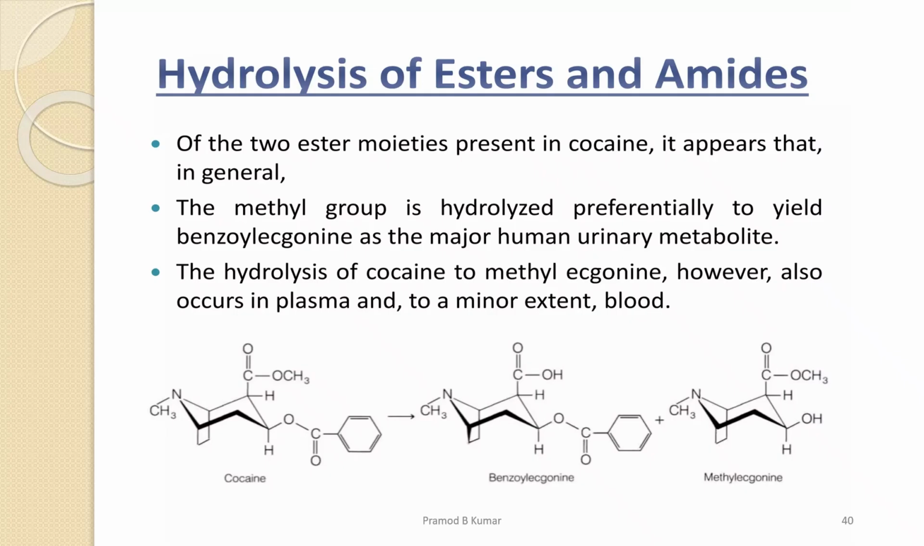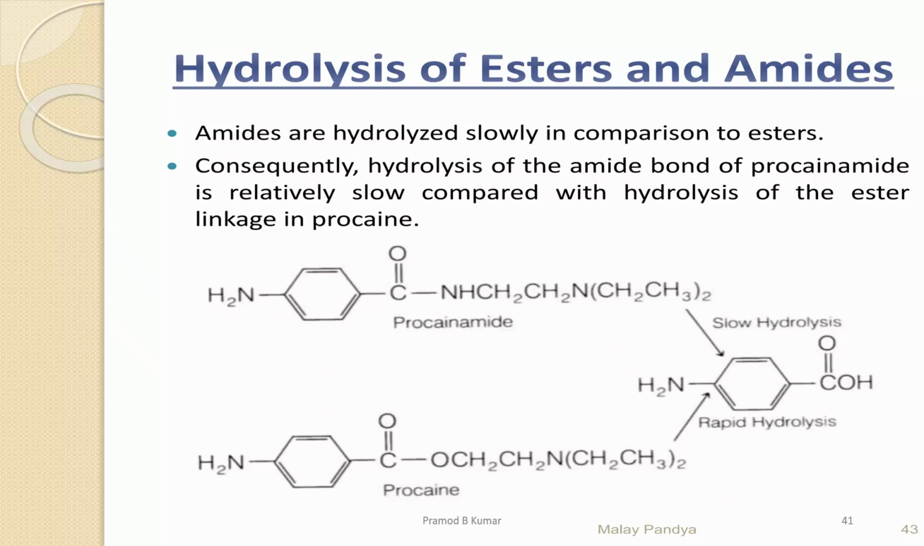So what is happening? Basically hydrolysis of cocaine gives methylecgonine, and this also occurs in plasma to a major extent in your blood. So this is what happens to your cocaine once it goes inside the blood.